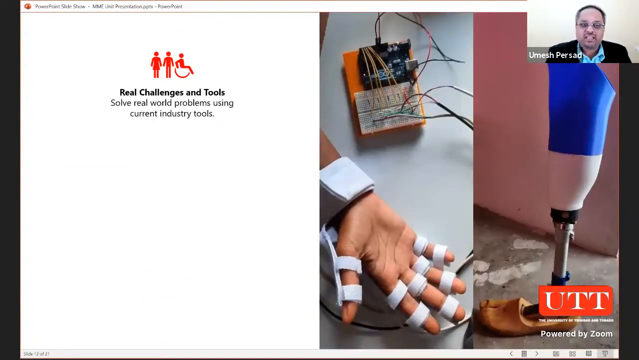Also, we believe that we should have our students looking at real challenges and tools. So students solve real problems that we have both locally and regionally using current industry tools.